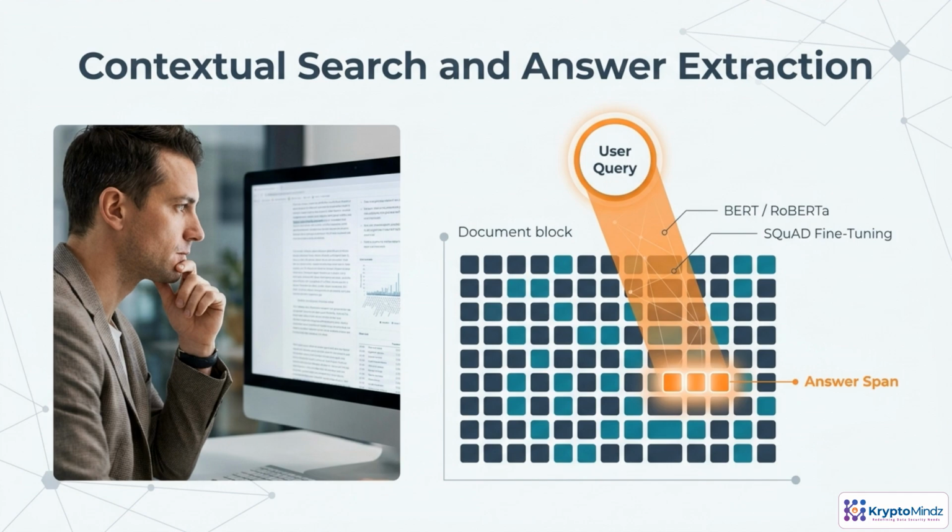Question answering shifted from keyword lookup to true reading comprehension. A model like BERT takes the whole question and passage together, understands their context, and points to the exact answer span. When fine-tuned on datasets like SQuAD, it becomes very good at everyday natural questions. The same idea powers modern search. Both queries and documents are encoded into embeddings, and relevance is scored by meaning, not just overlapping words.